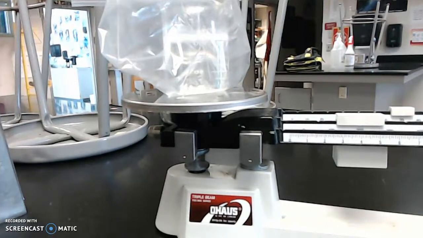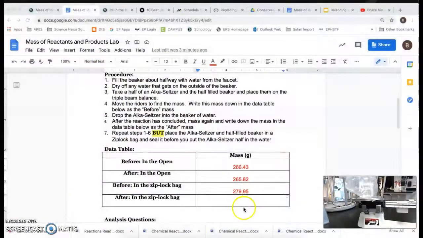All right, we're all done. You can see a little bit of fizzing happening, but in terms of the mass, oh my goodness, just as one might have expected. The mass right now, after being all done, is 279.95 grams. So it would look like all that carbon dioxide that was fizzing out has stayed in the bag, and we still have it measured as our mass at 279.95. So there we go.